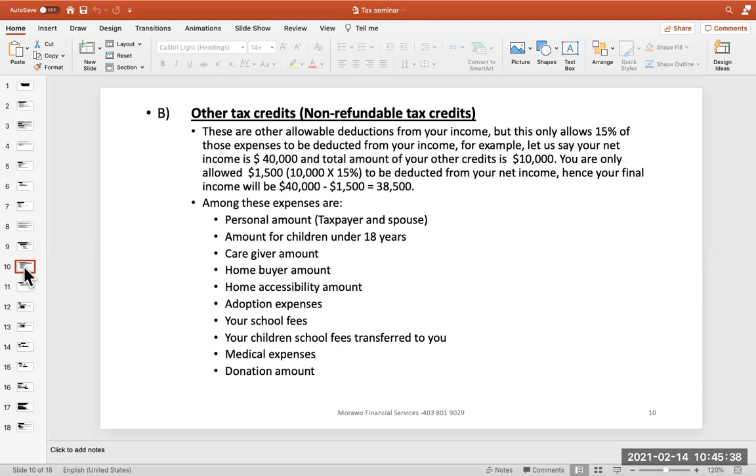Then your children's school fees transferred to you. This is something so many people don't know. Because your kids, they are in school and they don't have income to get some of the benefits given to them. But they can transfer part of their school fees to you and you can claim this benefit on their behalf. Then your medical expenses and the donation amount. So all these expenses will be put together and government will calculate just 15%. And this 15% will be taken from your gross income to arrive at your net income.